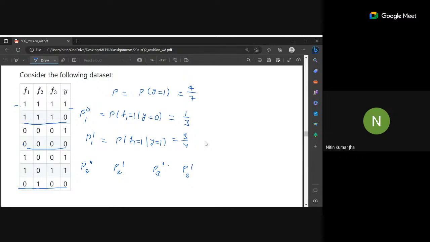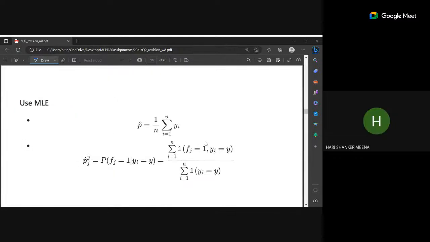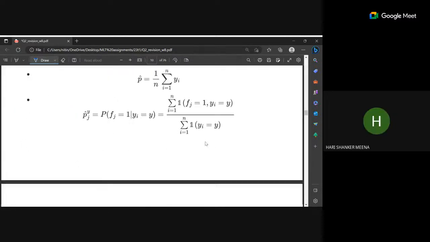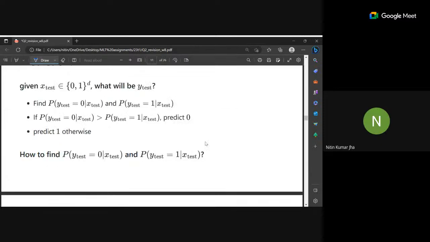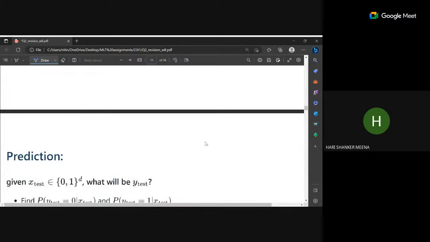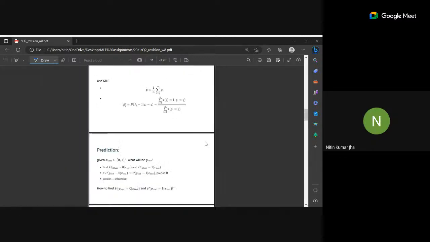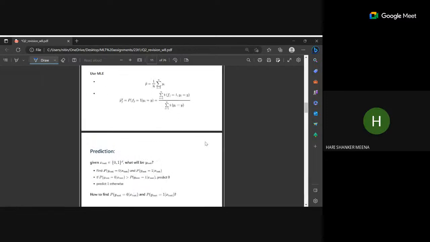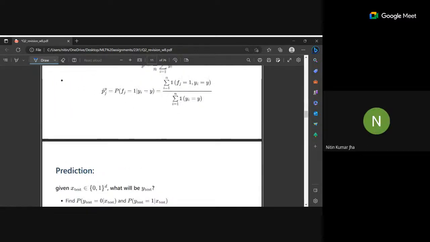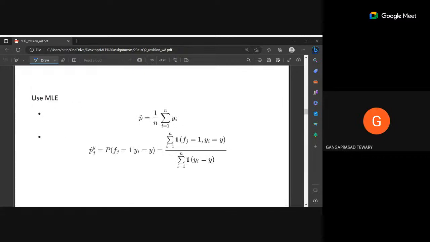And this is what this formula says. So, sir, we have to calculate for all the features, right? One by one. Once it takes the value zero, once it takes the value one? Not the values, it's coming from label zero or label one. Yeah, correct. The superscript is the label, right? Yes, the superscript is the label. So this is what this formula says.